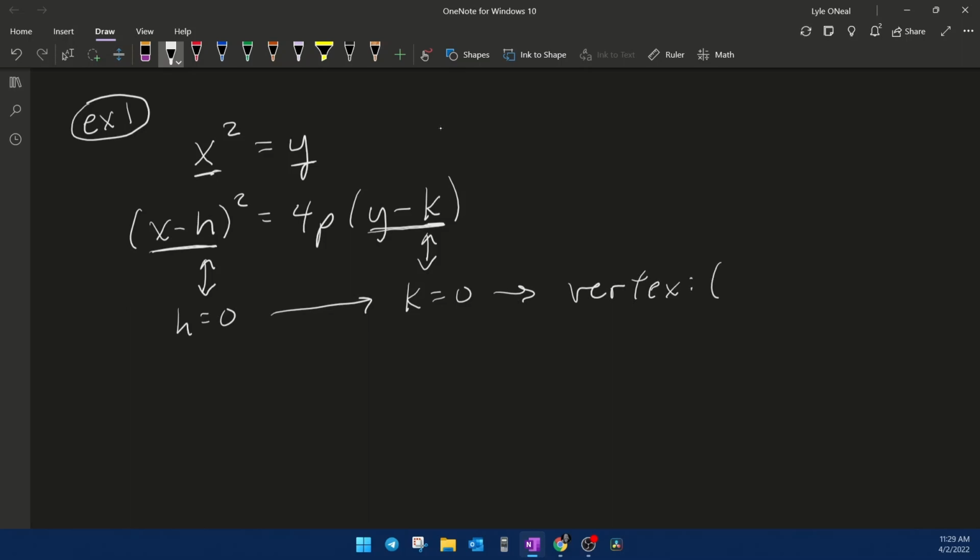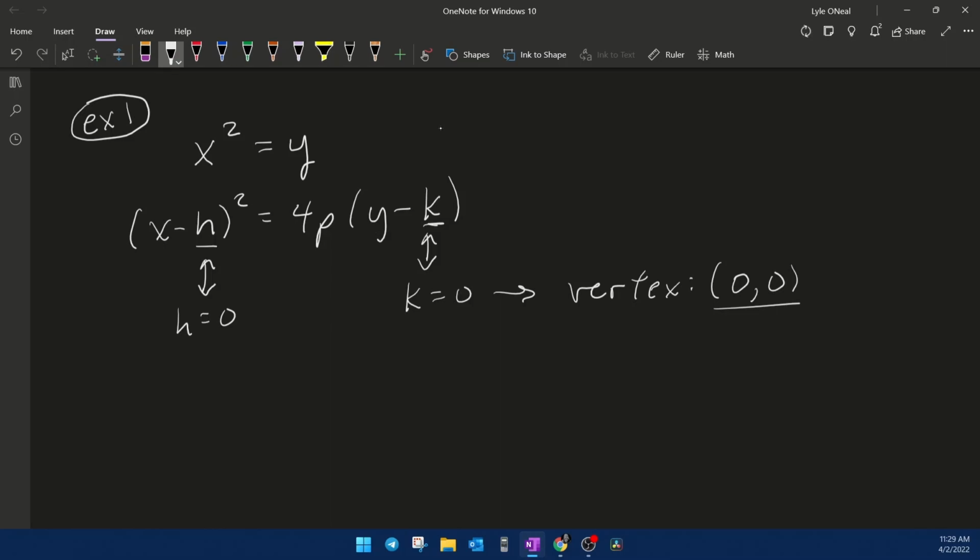Remember, in either case, whether it is a vertical or horizontal axis, the vertex is the ordered pair h comma k. So we can see that our vertex here would be at the origin. And then to determine some of the other components, we're going to have to figure out the value for p.